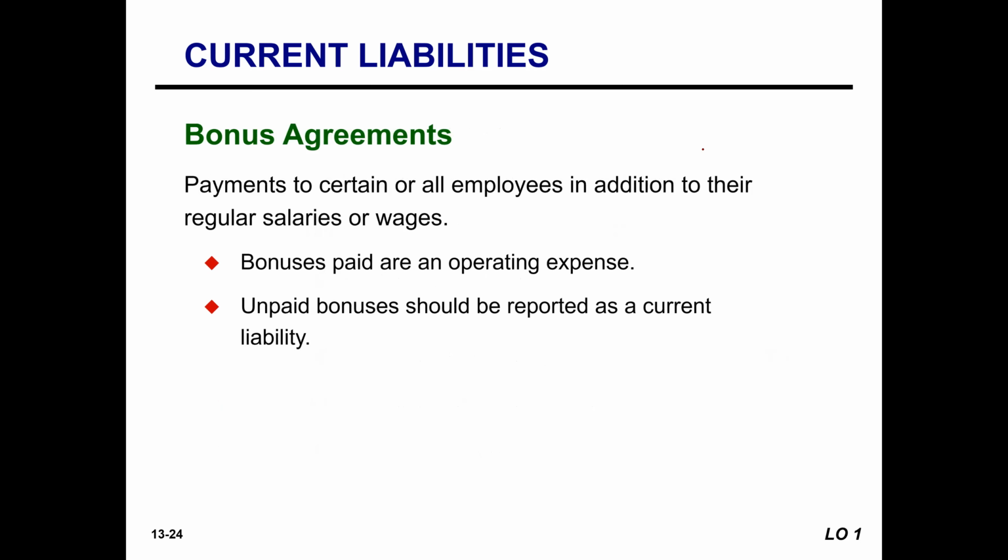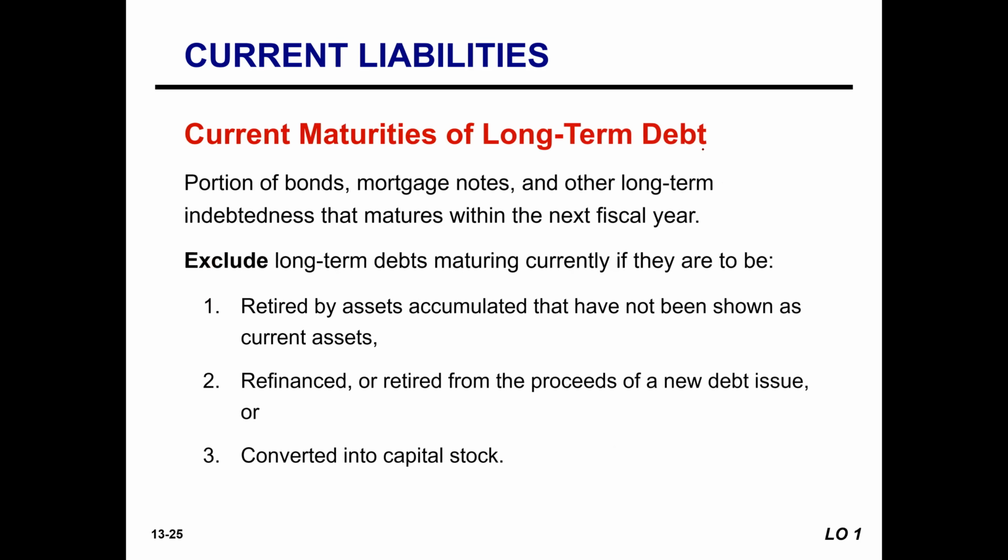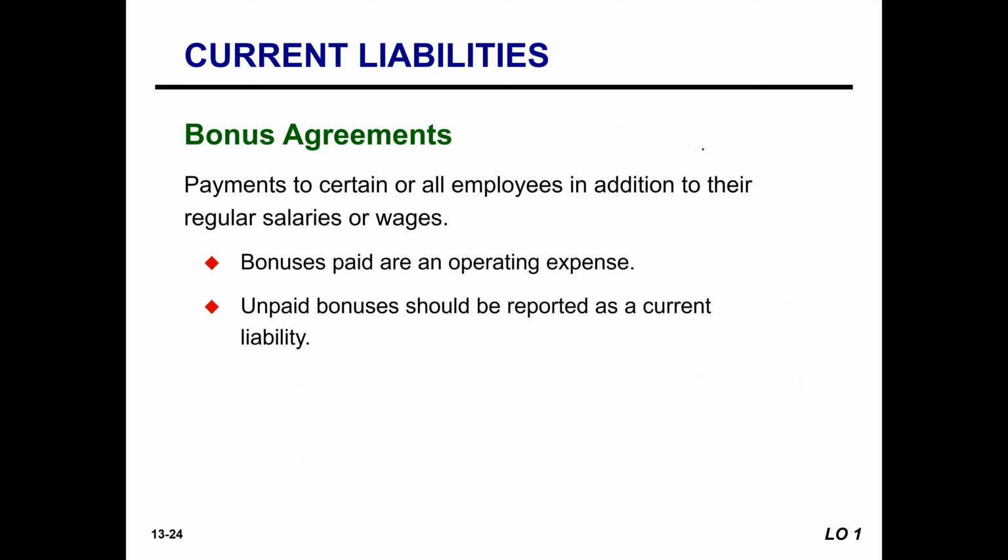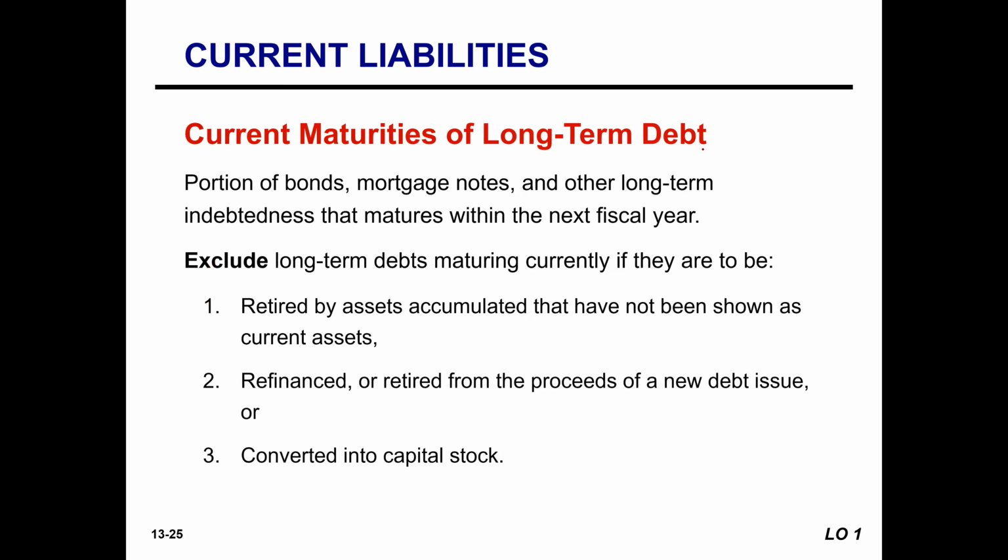All right, bonus agreements, payments to certain or all employees in addition to their regular salary or wages. So for this one, this just becomes additional salary and wage expense. So we're just debiting salary and wage expense essentially on this one. Oh, I thought the journal entry for this popped up, but I guess not.